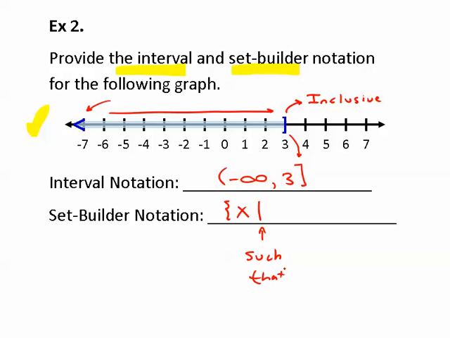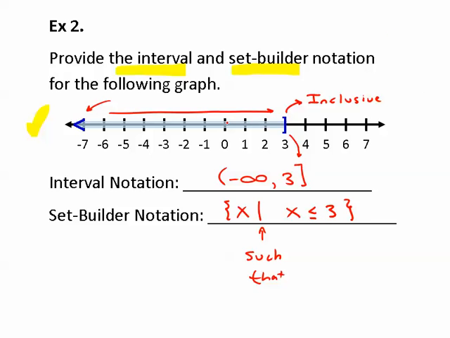And then where is x? The values of x are less than or equal to positive 3. So let me read this set builder notation one more time. x is a member of the set such that the value of x is less than or equal to 3.